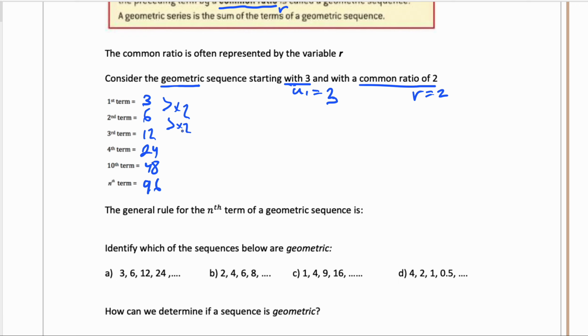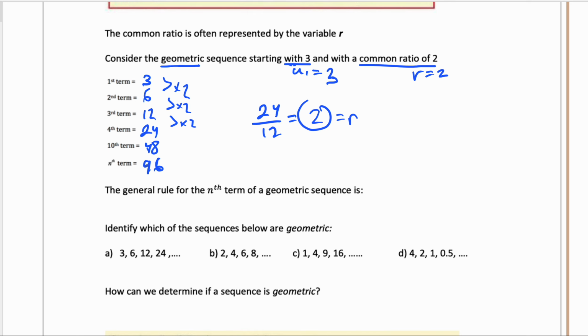Okay, it's called a ratio. That means division, because if you take any two consecutive terms and divide them, you always get the common ratio of 2. So you can calculate the common ratio by dividing a term by the previous term.